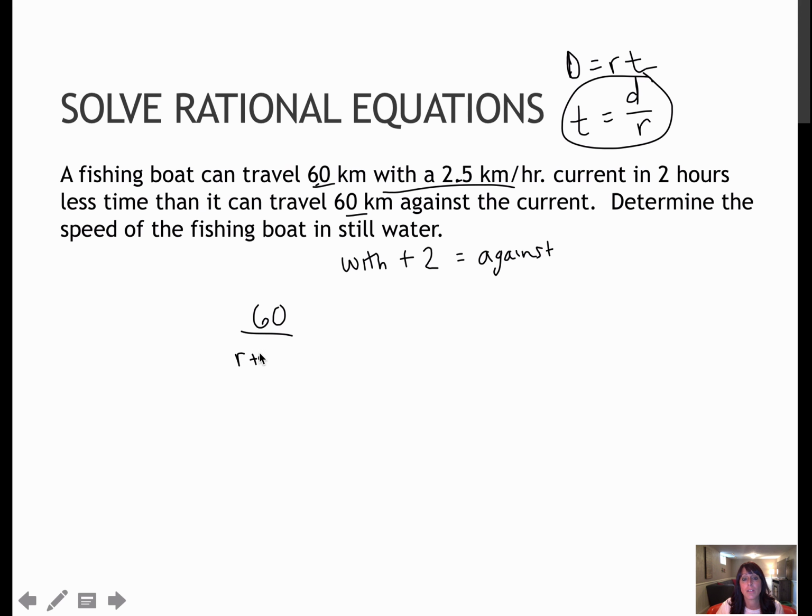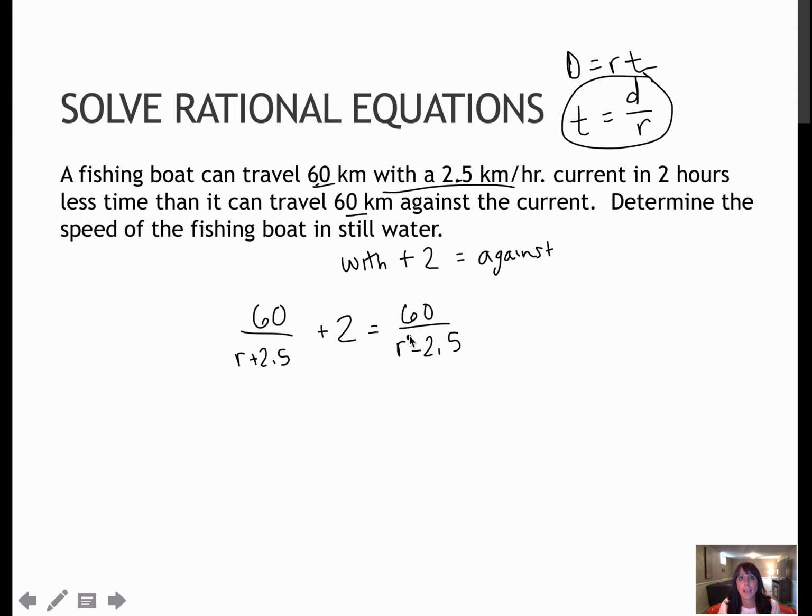So rate plus 2.5. And then of course I'm going to add 2. Against the current, my time is distance divided by rate. So the distance against the current is still 60, but the rate is obviously going to be slower because that 2.5 is working against you. So this is my equation, and now from here it's pretty straightforward.